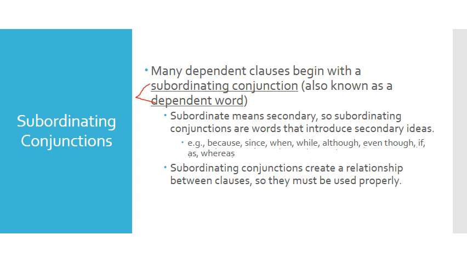Subordinating conjunctions create a relationship between clauses. You see, they create what? A relationship between clauses. So they must be used properly. What do I mean by they create a relationship? When you join the two clauses together, there is a relation between them. For example, when I say because, I mean there is a reason. For example, the internet connection was bad because of the bad weather. So you see, there is a reason here.